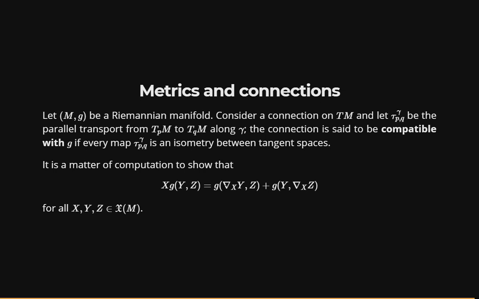This is the same as taking the covariant derivative of y along x and then taking the scalar product with z, plus the scalar product between y and the covariant derivative of z in the direction of x. So in this sense, the connection, the covariant derivative, is compatible with the metric. This concept is a bit more abstract. This is a very, very precise and computable statement.